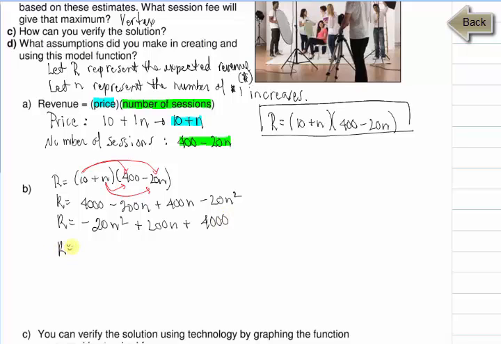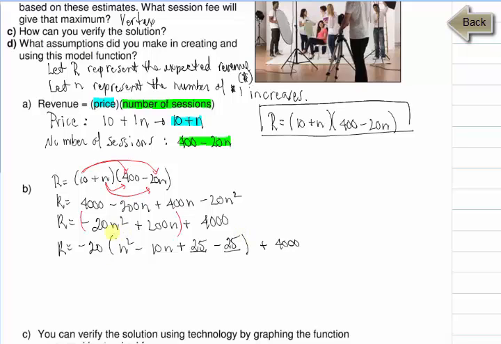Okay, so from our first two terms, we are going to factor out the negative 20. That leaves us with n squared minus 10n. We're going to complete the square, so we're going to go plus space, minus space, close the bracket, and put the 4,000 on the outside. Completing the square, half of 10 is 5, and 5 squared is 25.